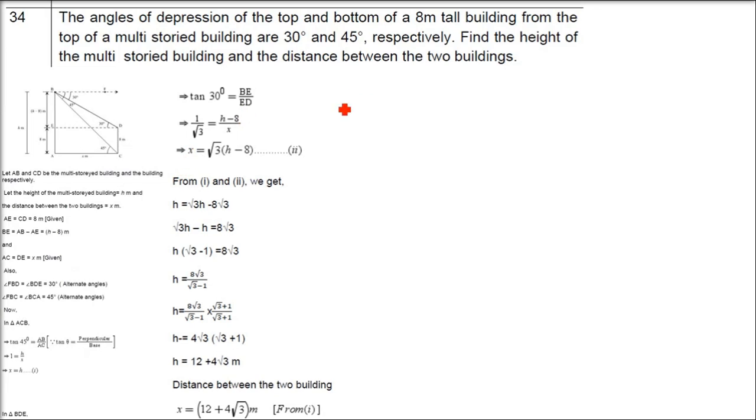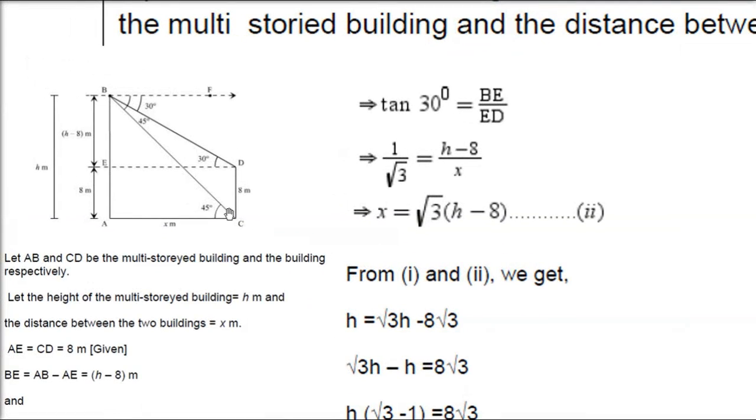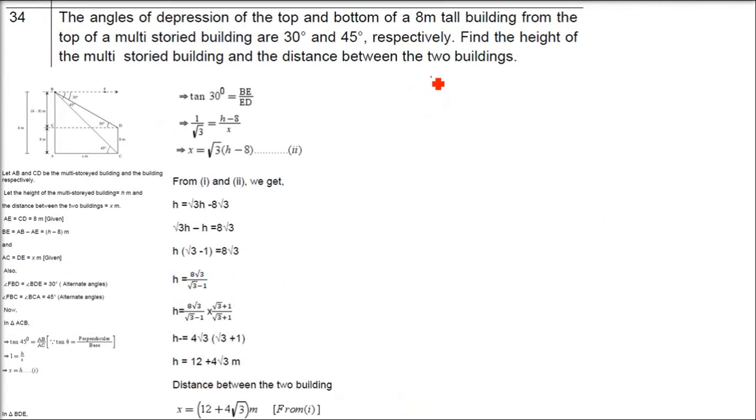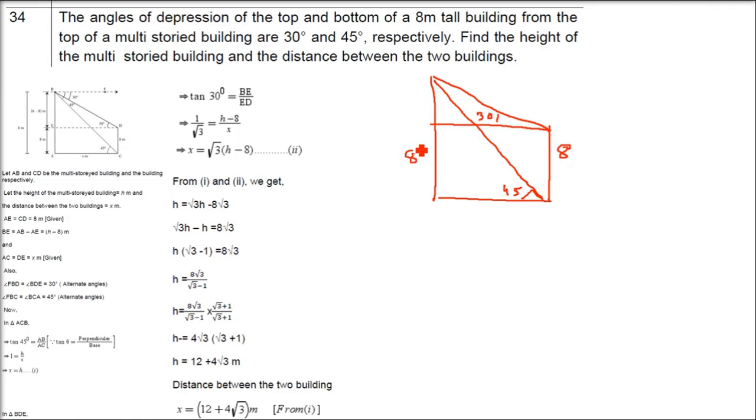Now what do we do? Find the height of the multi-storied building. First is the distance, that is AC or ED, you have to find out, and the height of the multi-storied building. So you see the diagram again. This is multi-storied. This is the smaller one, 8 meter. And these are two angles. Angle of depression, we know that alternate angles are equal. That is why this is 30, this is 45 degrees. This is 8. This will also be 8. This whole is H, from up to down. Multi-story is H, but one part we have taken as 8. So this will be H minus 8.